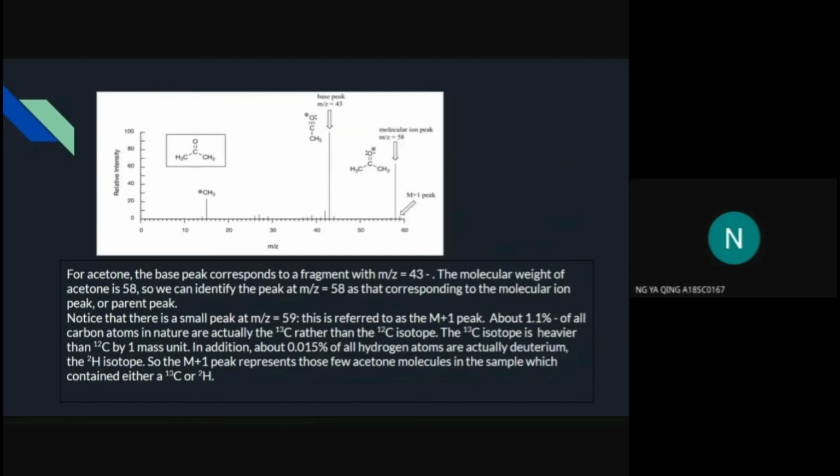In addition, about 0.015% of all hydrogen atoms are actually deuterium. So the M+1 peak represents those few acetone molecules in the sample which contain either a carbon-13 or hydrogen-2 isotope.